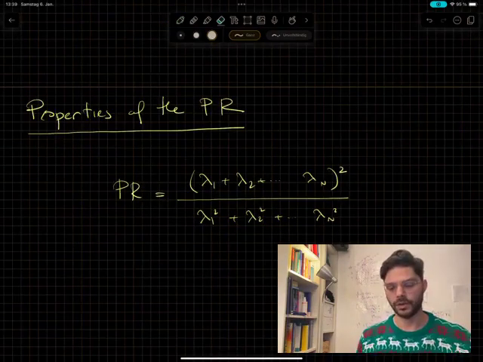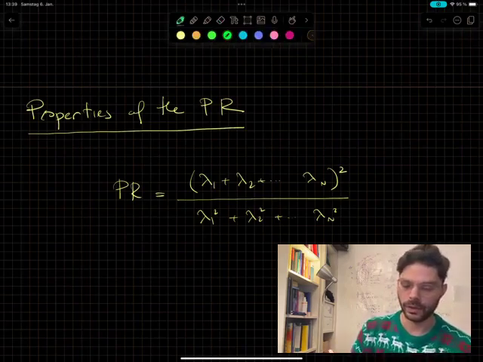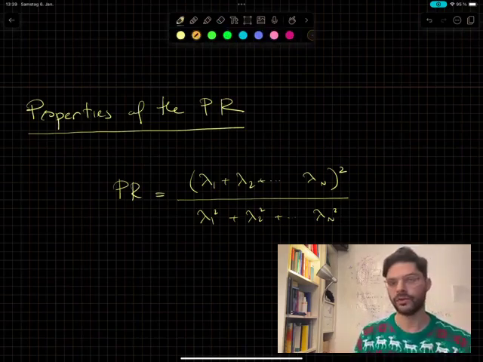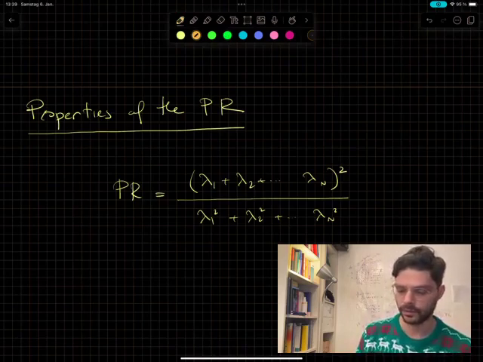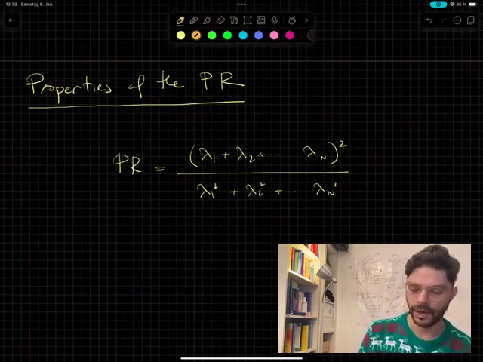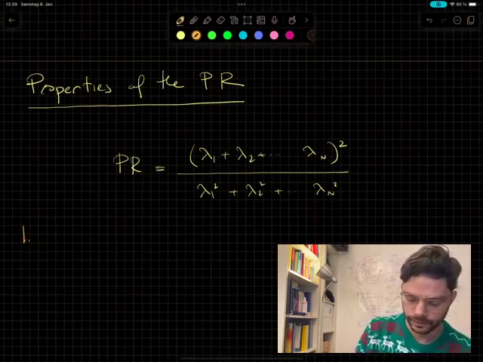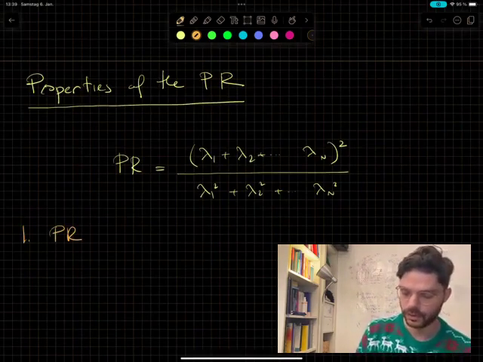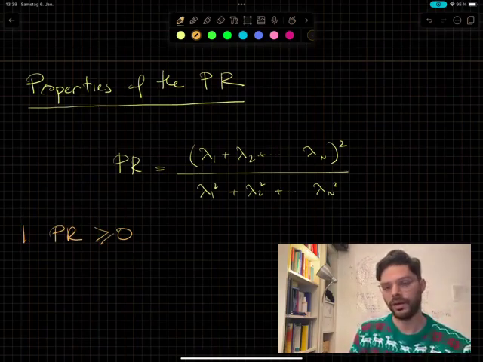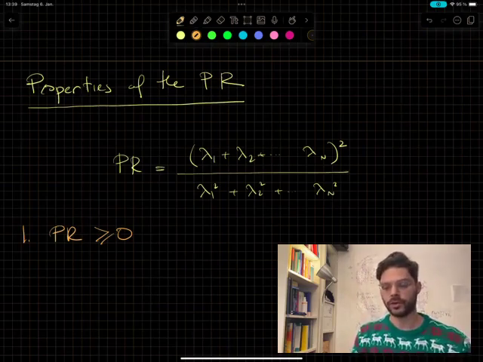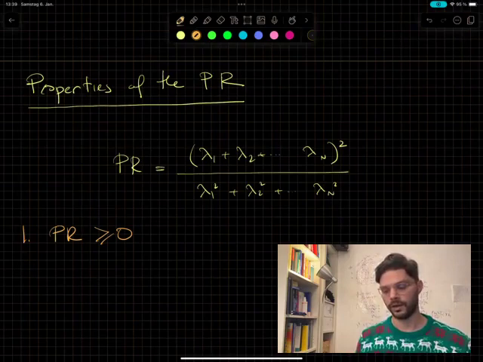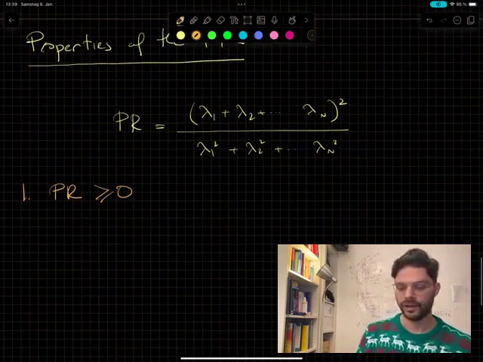Let's look at some of the properties of the participation ratio. Here's the expression for it again. The very first property that we might notice is that it's going to be non-negative, so greater than or equal to 0. And that's because all the variances are greater than or equal to 0. And so this is a rational function of those variances, so it's going to also be greater than or equal to 0.